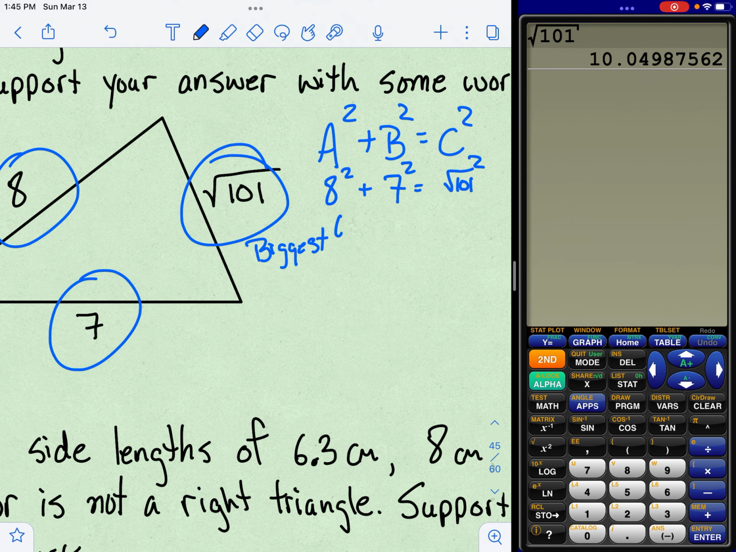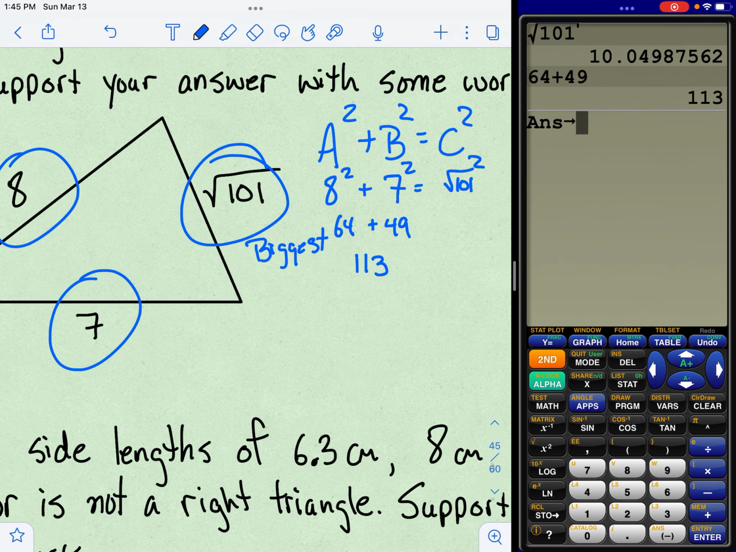Now, 8 squared equals 64. 7 squared equals 49. And 64 plus 49 is 113. All right. On the other side, I have the square root of 101. So watch this. The square root of 101. Oh, I have that answer in there again. Square root of 101. I'm going to press enter, and then I'm going to press the squared button. It is above the button that says log. It's diagonal up and left of the number 7. I'm going to hit the squared button and watch what happens.